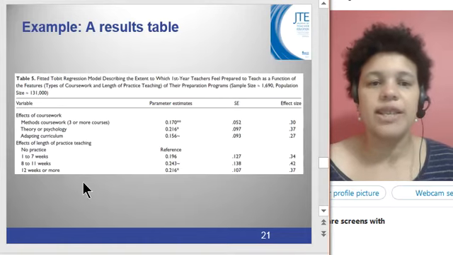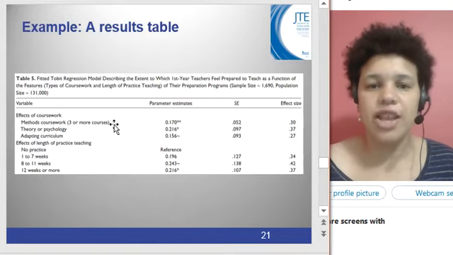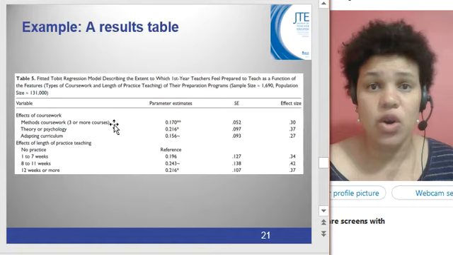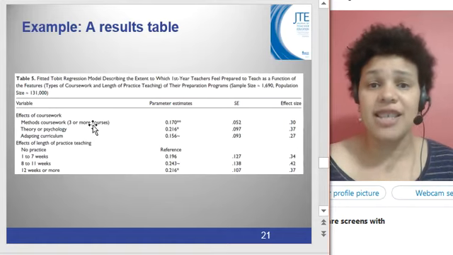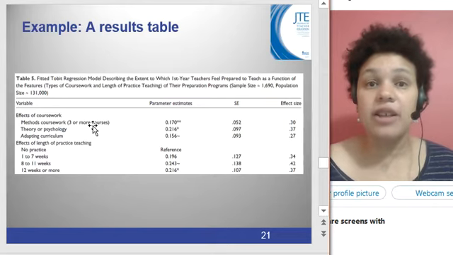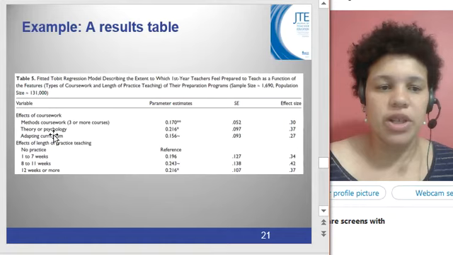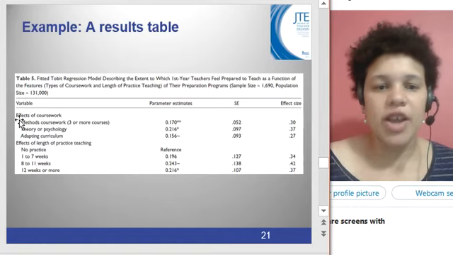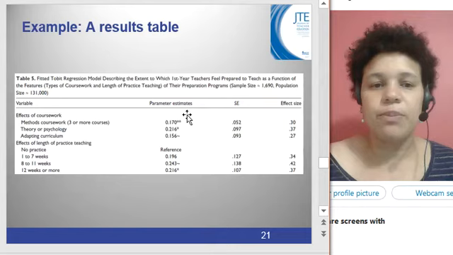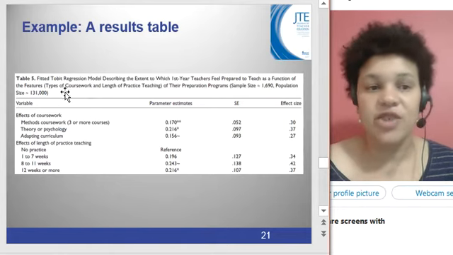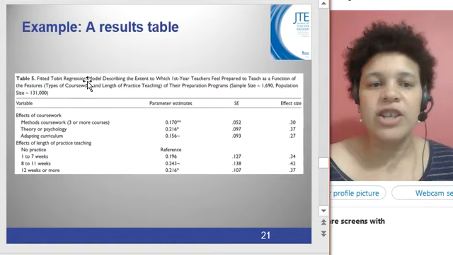Okay, so here is one of my results tables, and I know this is really small on the video, so if you can't see because you're looking at this on a small screen, please look at the PowerPoint directly, and you'll be able to see this more clearly. Okay, so here I have the variables, and then what is labeled parameter estimates. Now, the first thing, of course, is to read the title. Fitted Tobit regression model.